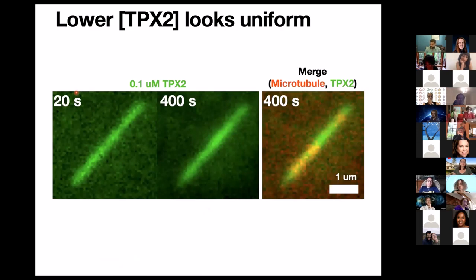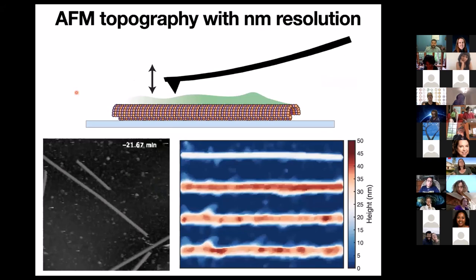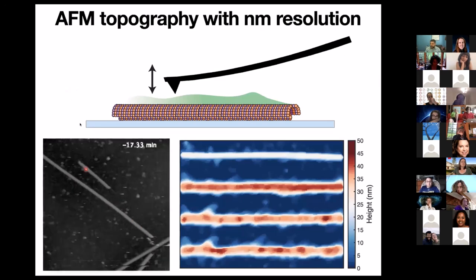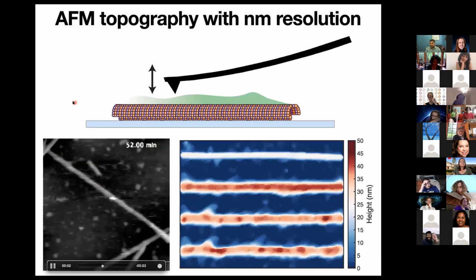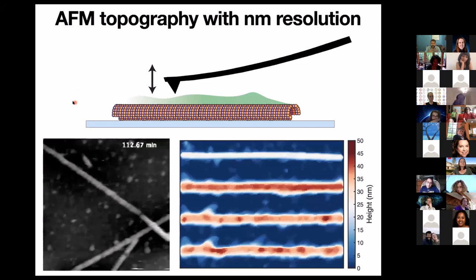So we went to a different technique, which is AFM topography. You take an AFM cantilever and essentially map it by tapping over all points on the substrate. That's what this image on the lower left is. This is a height image, and you can see the microtubules. Those are these big, long, white things. We're going to play a movie where we now flow in TPX2. So the heights all got bigger because it coated the microtubule.